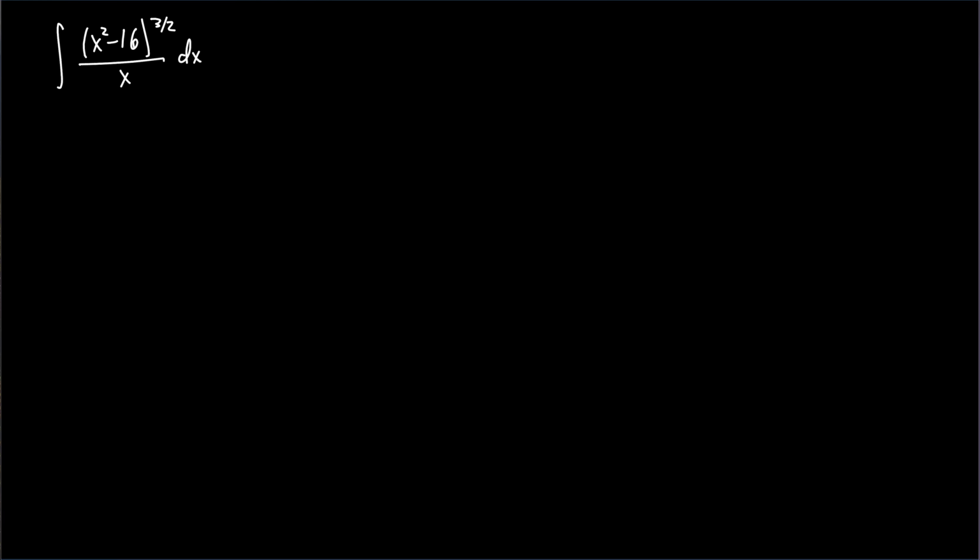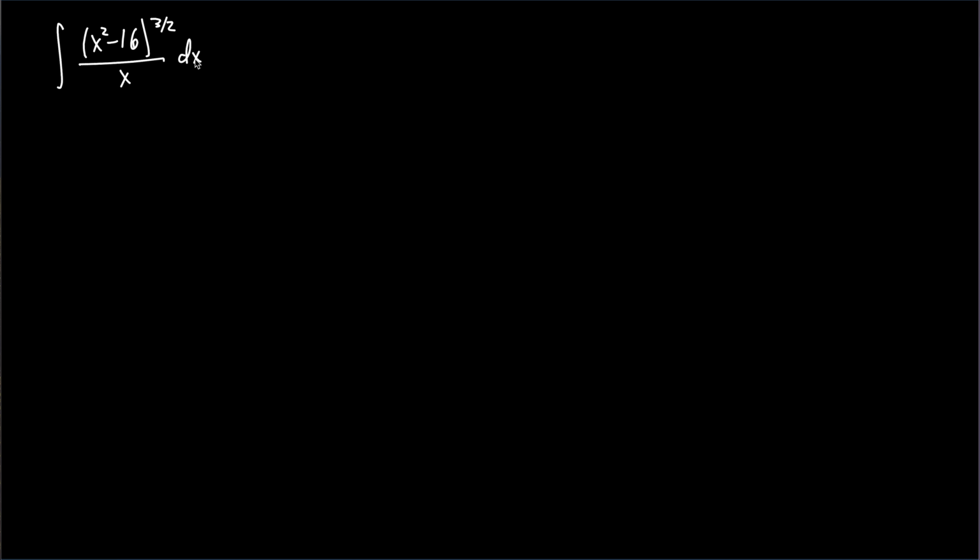In this problem, we're being asked to integrate (x squared minus 16) to the power of 3 halves divided by x. Of course, to solve this, we need to determine which integration technique would be best. We'd usually start out with a u sub, but u sub doesn't really seem to work here, right? If you chose u to be x squared minus 16, its derivative would be 2x, but that 2x would not get produced in the denominator. The 2x would have to be in the numerator alongside the dx.